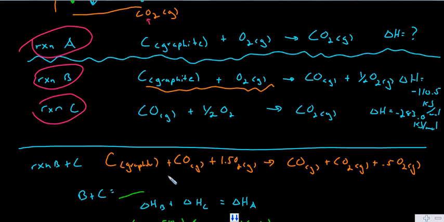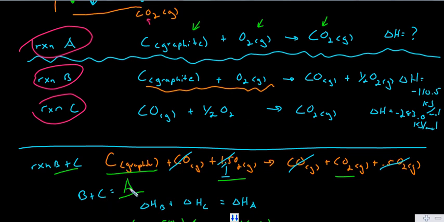So, is this reaction B plus C the same as reaction A? Well, we need to cross things out before we check. What is on both sides of the reaction? Carbon monoxide gas is on both sides. Also, you can remove half of an O2 from both sides so that you have one O2 left instead of 1.5. So we have one carbon graphite plus one O2 gives one CO2, and we have the same thing in reaction A.